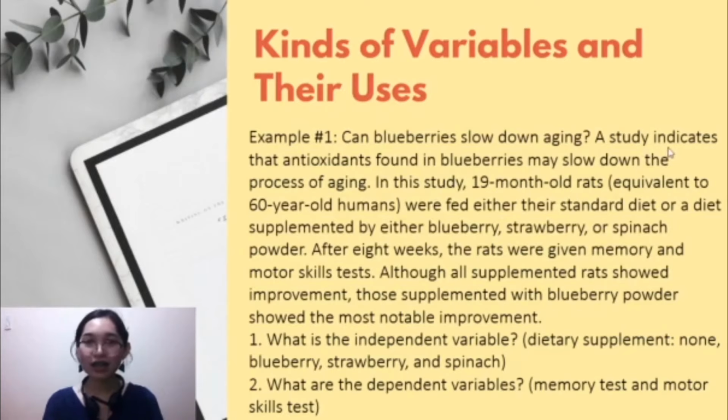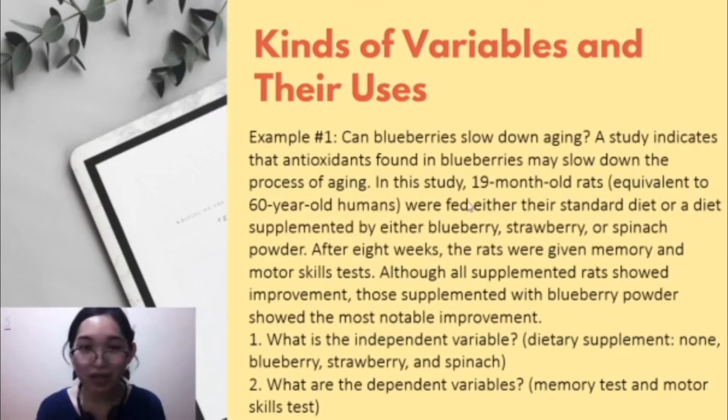A study indicates that antioxidants found in blueberries may slow down the process of aging. So, in this study, 19-month-old rats, so your subjects or participants of the study here are not human but rats. Yung 19-month-old rats, equivalent daw ito sa 60-year-old humans. So, they are fed either their standard diet or a diet supplemented by either blueberry, strawberry, or spinach powder. After 8 weeks, the rats were given memory and motor skills test.